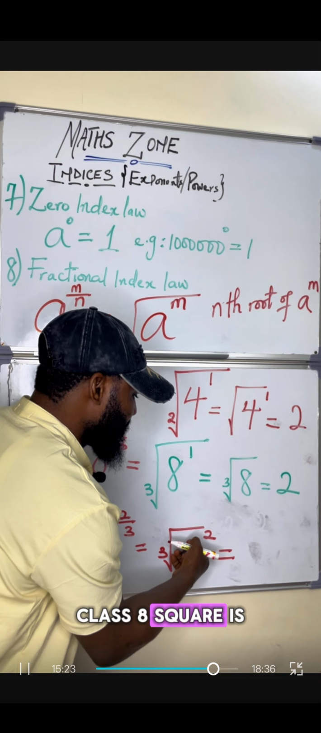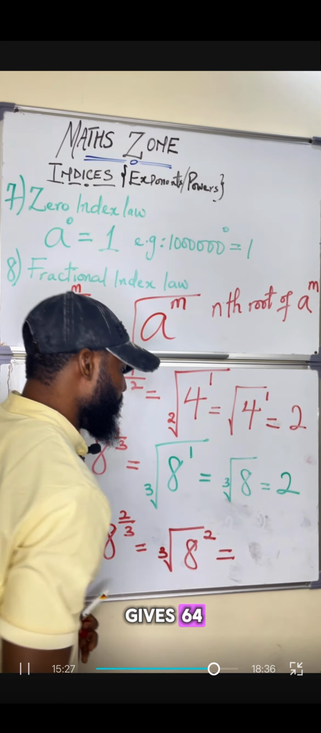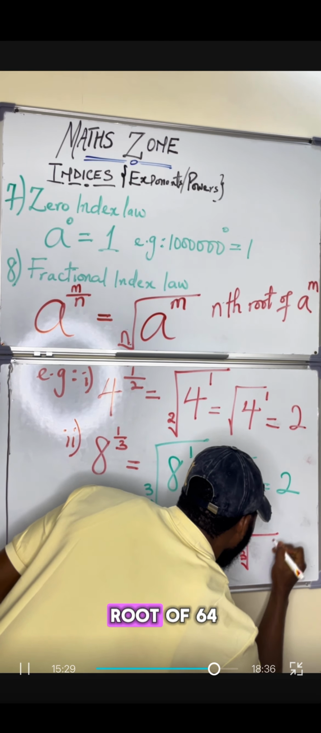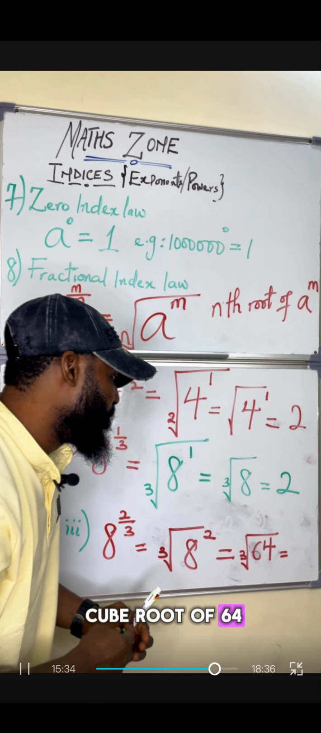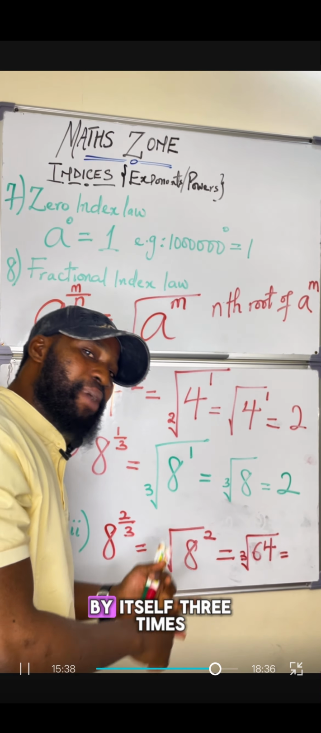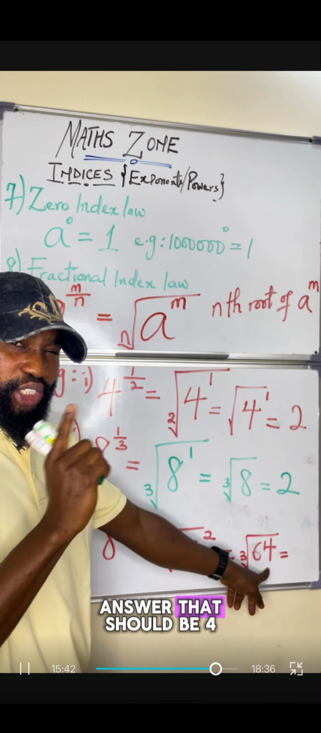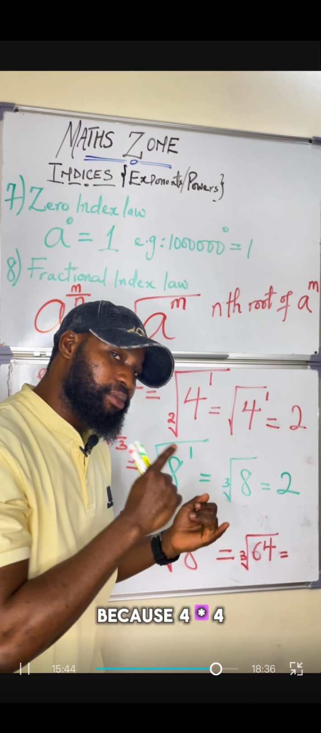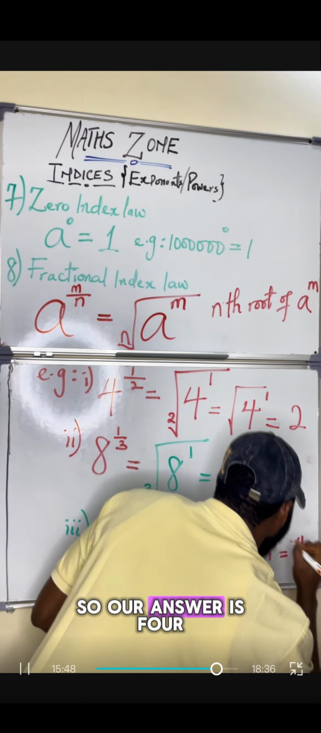8 squared is 8 times 8, which gives 64. So what do we have? We have cube root of 64. Now what is the cube root of 64? It means a number which, when you multiply by itself 3 times, must be able to give you 64. And what is the answer? That should be 4, because 4 times 4 times 4 gives 64. So our answer is 4.